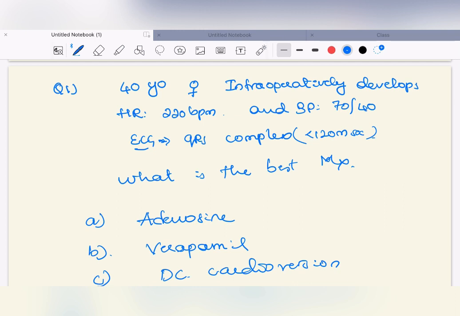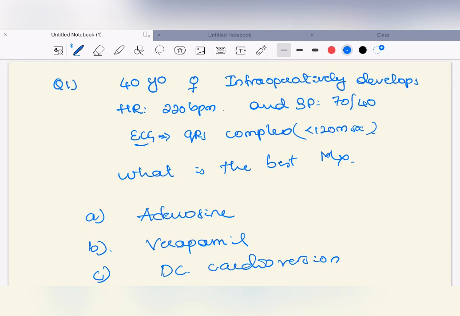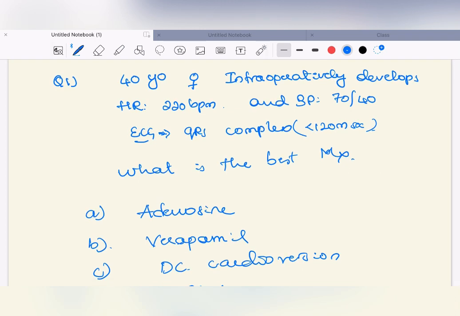A 40-year-old female intraoperatively develops a heart rate of 220 and BP of 70/40. ECG shows QRS complexes that are less than 120 milliseconds in duration. So what is the best line of management? Option A is adenosine, option B is verapamil, option C is DC cardioversion, and option D is beta blockers.